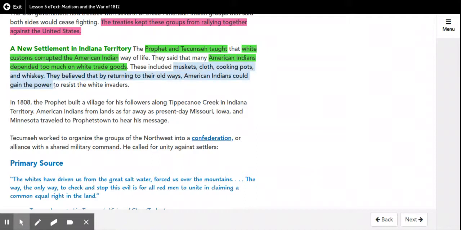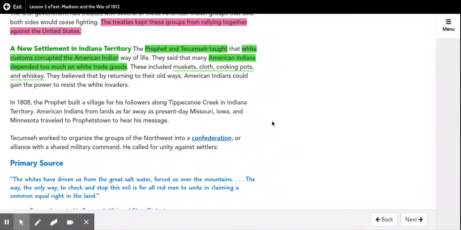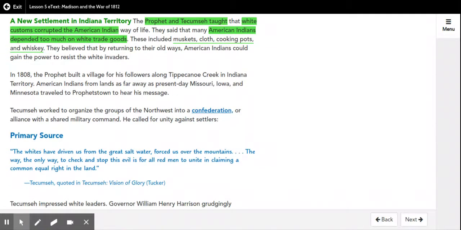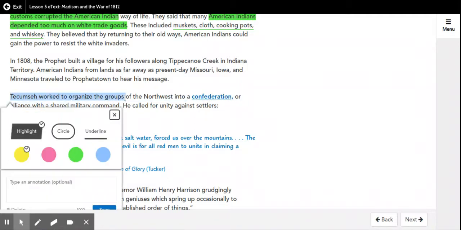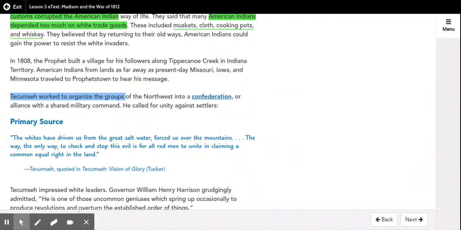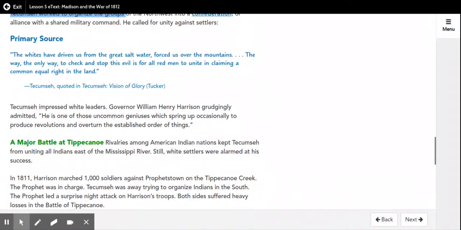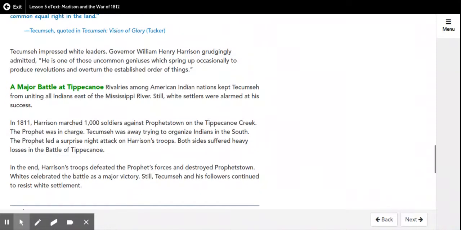Primary source: "The whites have driven us from the great salt water, forced us over the mountains. The only way to check and stop this evil is for all red men to unite in claiming a common equal right in the land." Tecumseh, quoted in Tecumseh, Vision of Glory, Tucker. Tecumseh impressed white leaders. Governor William Henry Harrison grudgingly admitted, "He is one of those uncommon geniuses, which spring up occasionally to produce revolutions and overturn the established order of things."